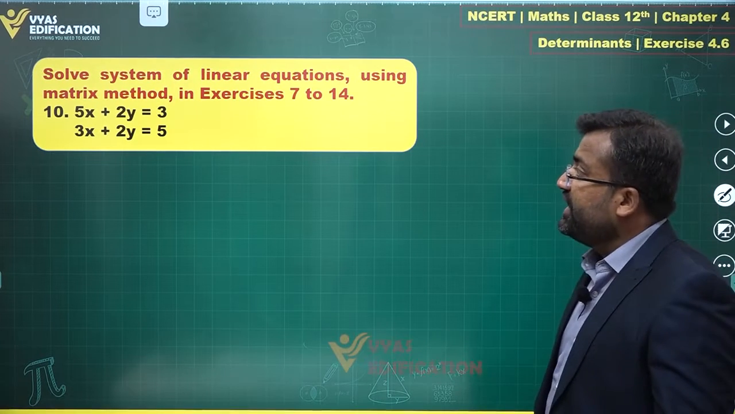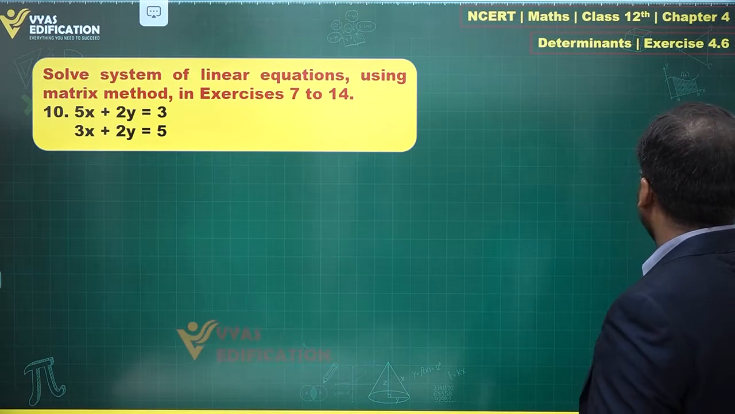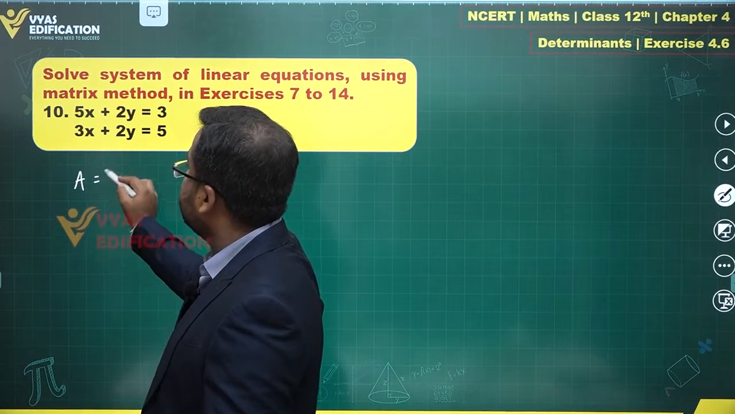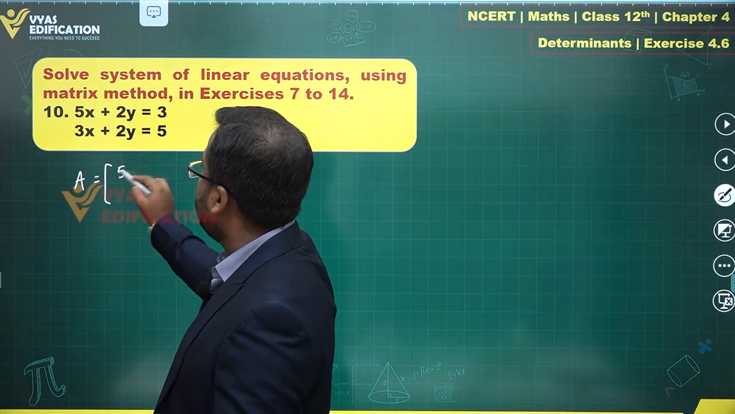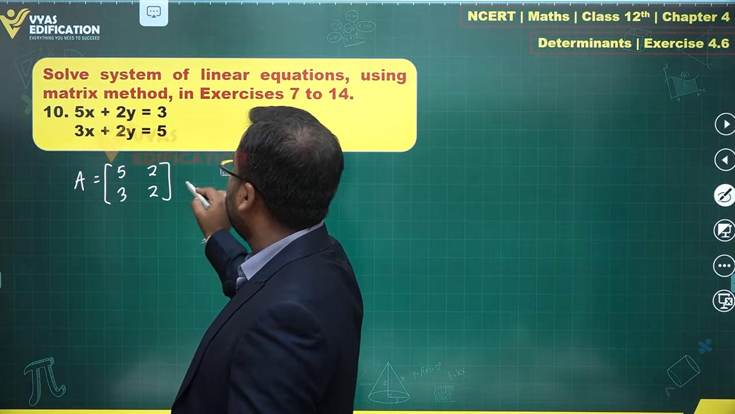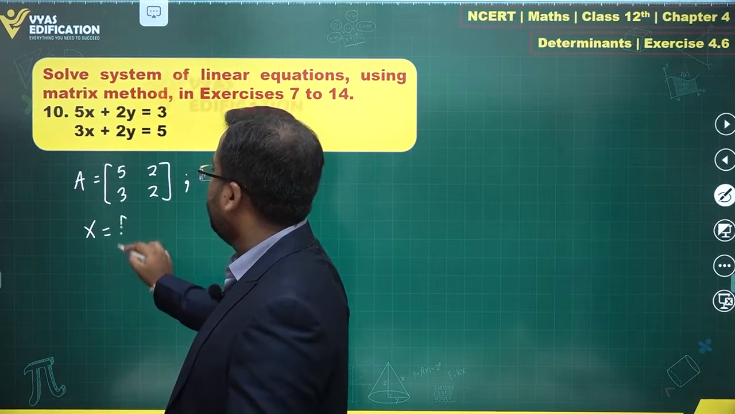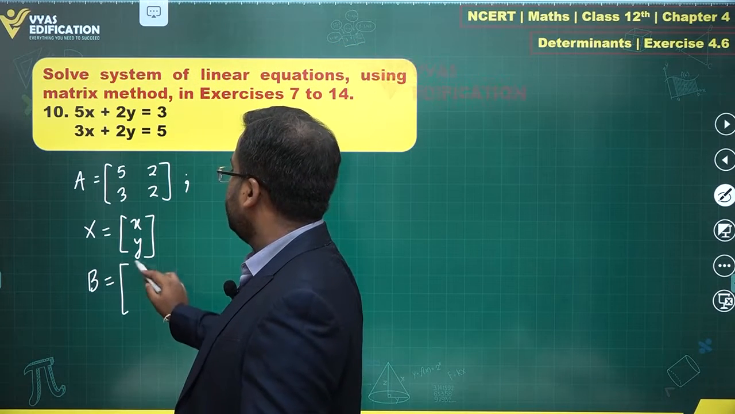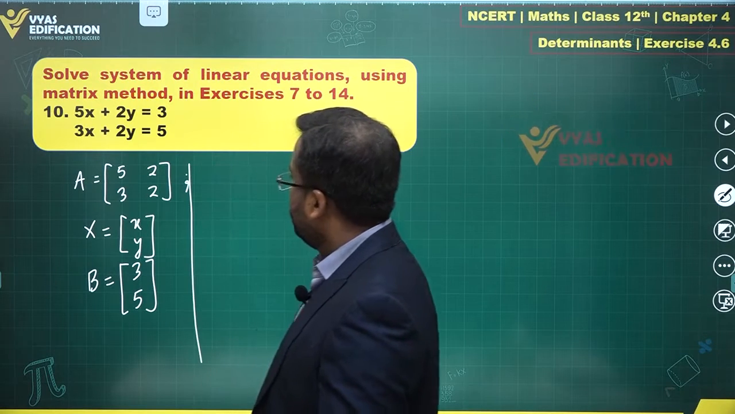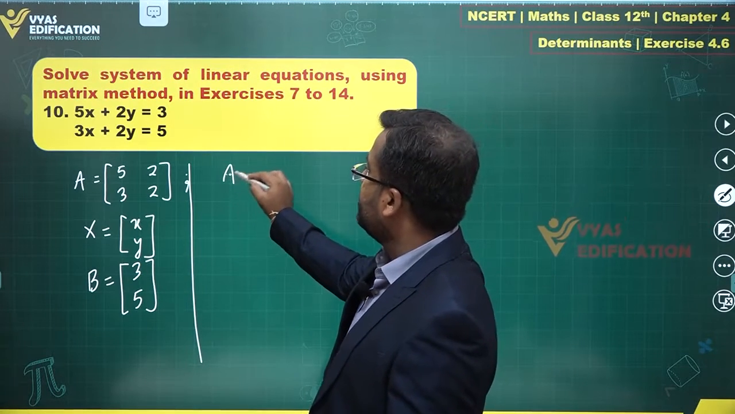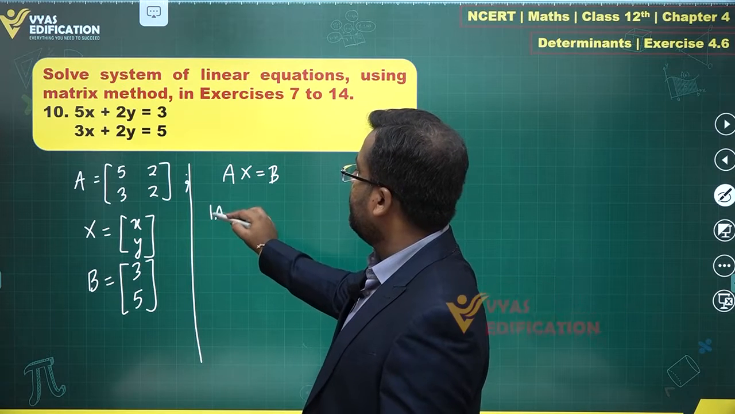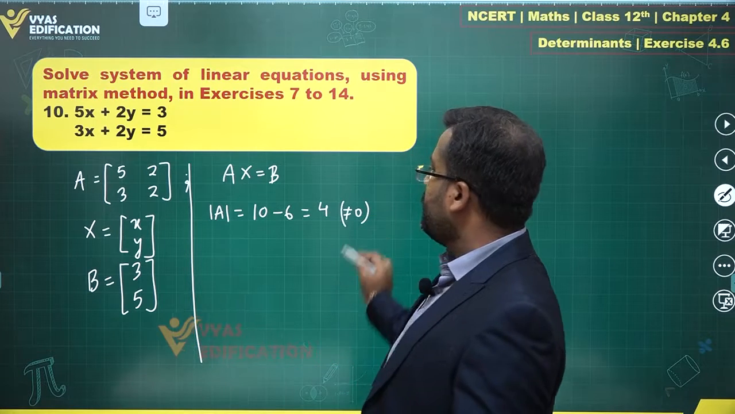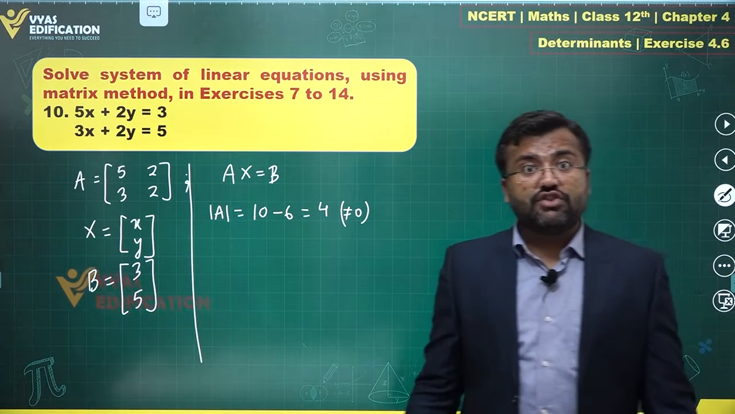5x plus 2y equals 3. 3x plus 2y equals 5. Let's solve this one. The approach is once again pretty simple. Matrix A is the coefficient matrix. This is 5, 2, 3, 2. Matrix X is the variable matrix X, Y. Matrix B is the constant matrix, which is 3, 5. Okay, and the system of equations therefore is AX equals B, where determinant of A can be found easily. This is 10 minus 6, which is 4, and since this is non-zero, you will have a unique solution.